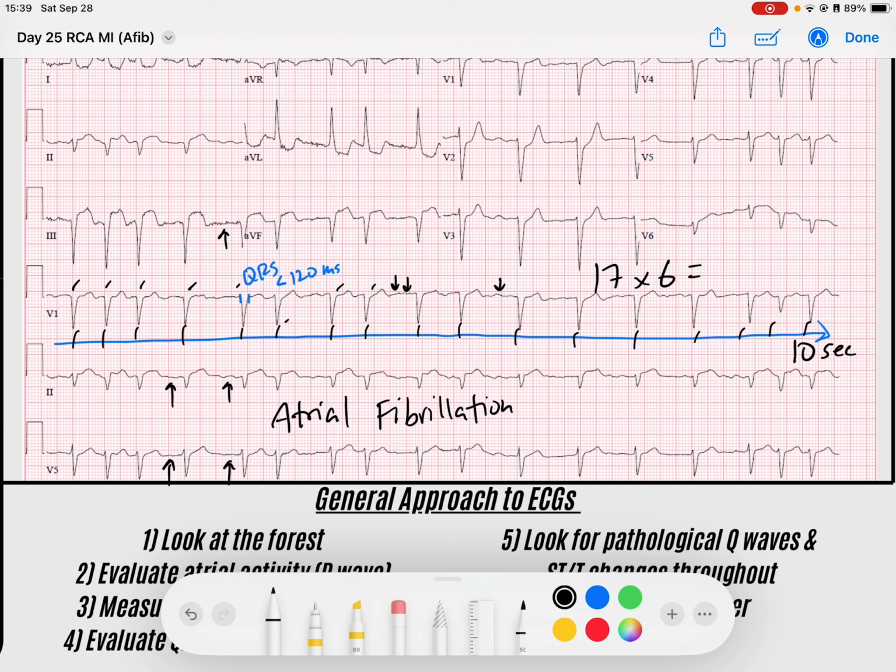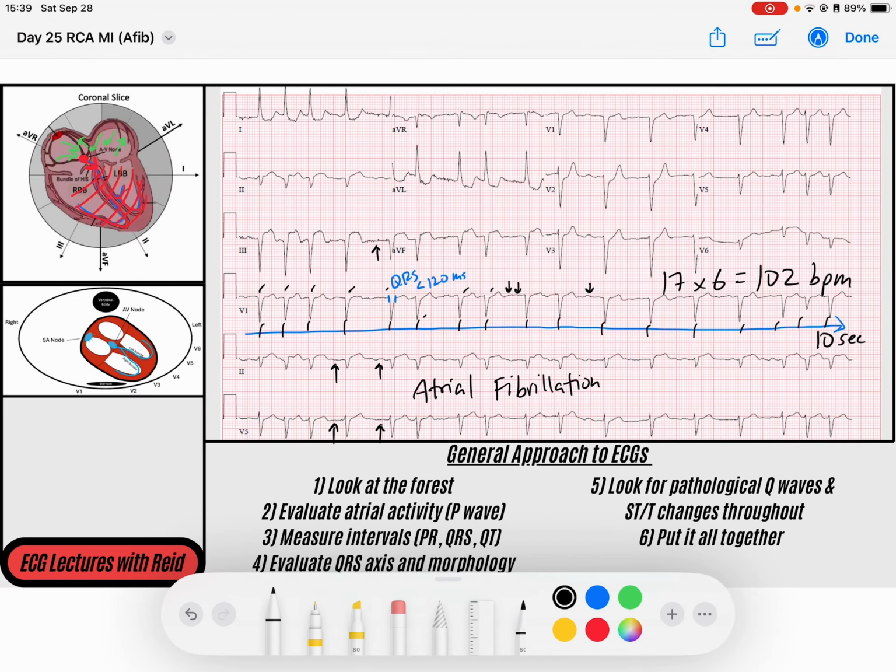Man, making me do math again. 6 times 7 is 42, plus 60. So I think this is 102 beats per minute. So we've got an atrial fibrillation with just a mildly rapid ventricular response, right? Rapid ventricular response is anything over 100 beats per minute. So that tells us a little bit about what's going on within the atria and how the AV node is behaving. The next thing I'm going to do is evaluate my QRS, right?